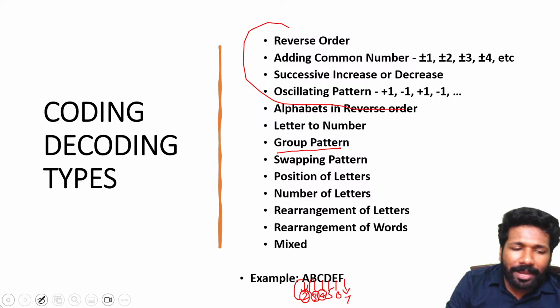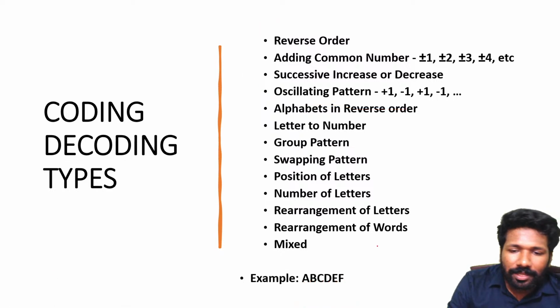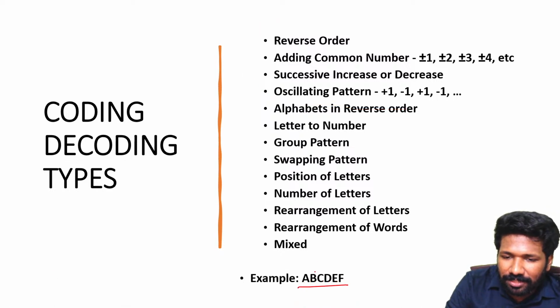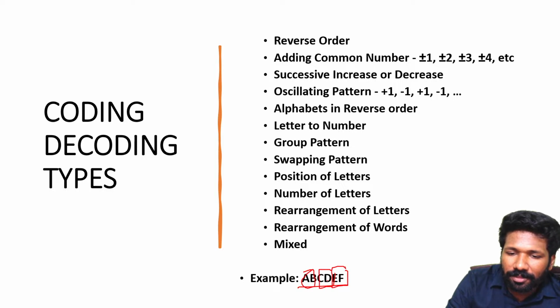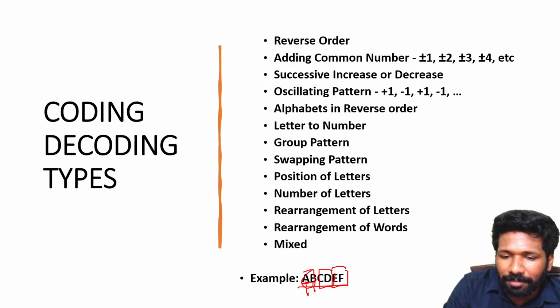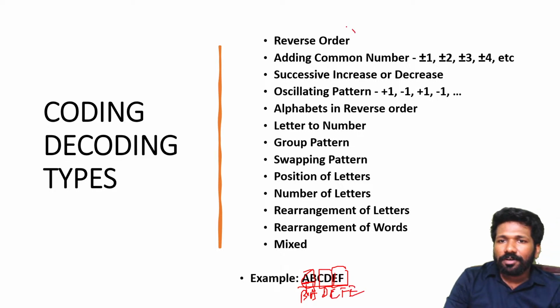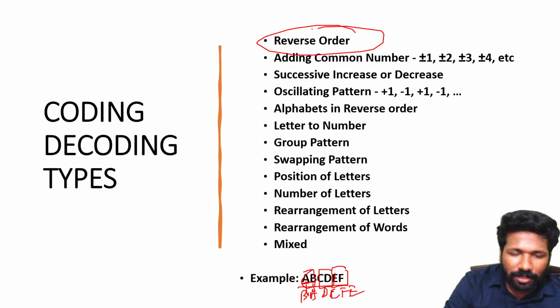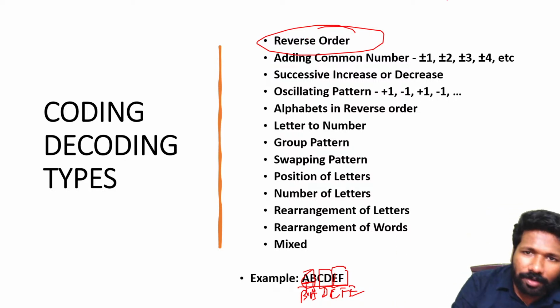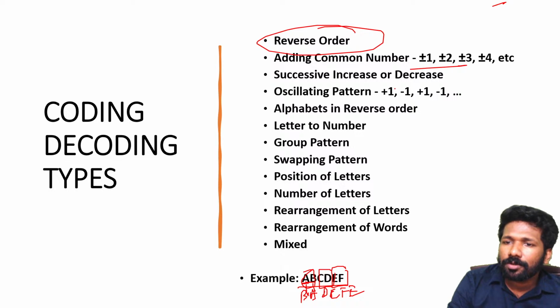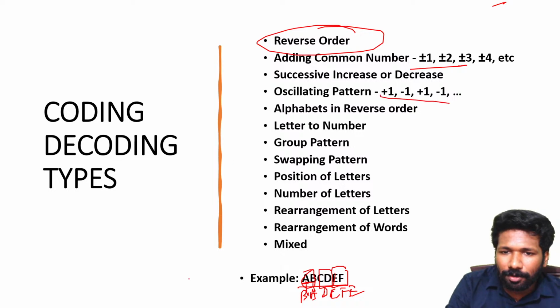Now group pattern is possible. What is group pattern? Like A, B, C, D, E, F is 6 letters. I will group it into groups of 2, AB, CD, EF. Then applying some pattern separately for this. Say AB is reversed to BA, CD is reversed to DC, EF is reversed to FE. Instead of reversing all letters together, you can group it and reverse. Not only reverse, other patterns like this also can be done. So that is called group pattern.